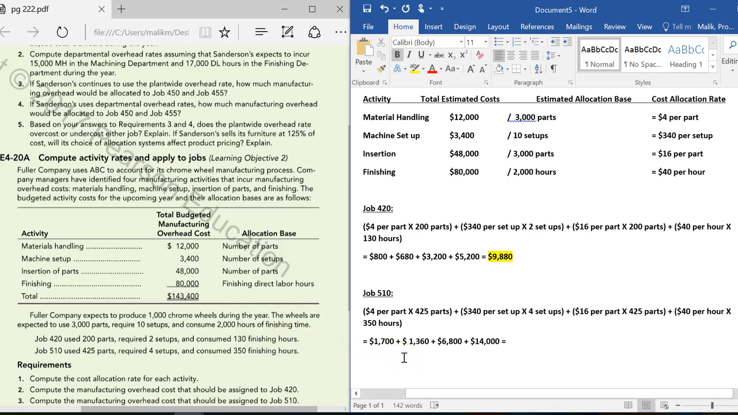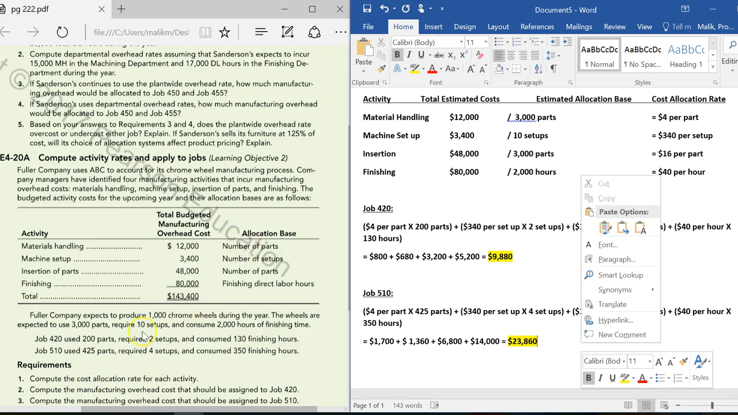And if you add those, let me check it one more time, 1,700 plus 1,360 plus 6,800 plus 14,000, and I got for job 510 their total allocated overhead cost is 23,860. Please use your calculator and calculate it. So this is how you can use ABC or activity based costing to calculate the manufacturing overhead costs. So we just did all these 3 requirements. Now we will practice another problem, and I will also post this video.